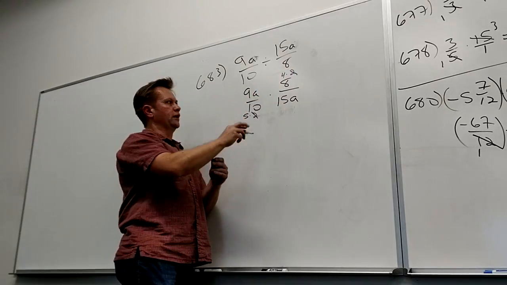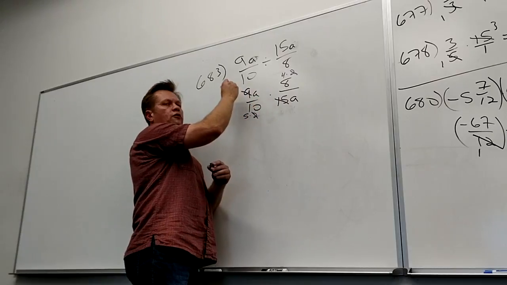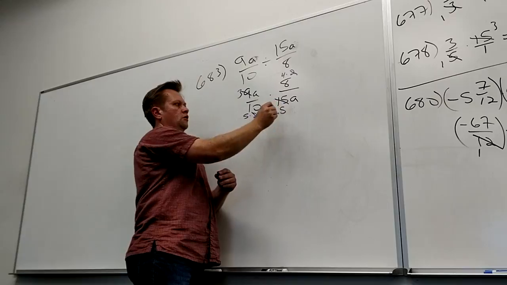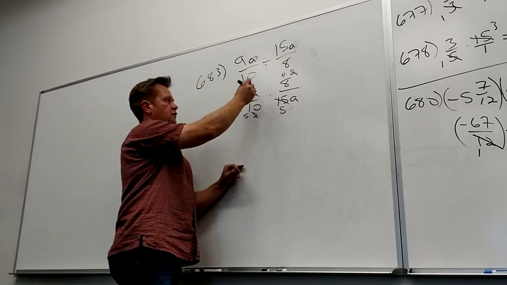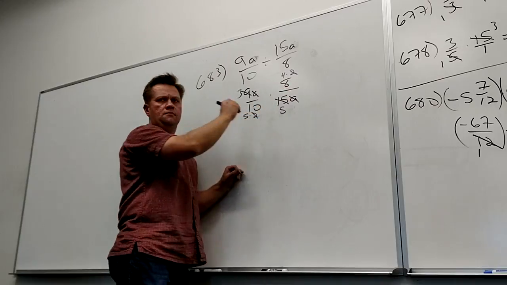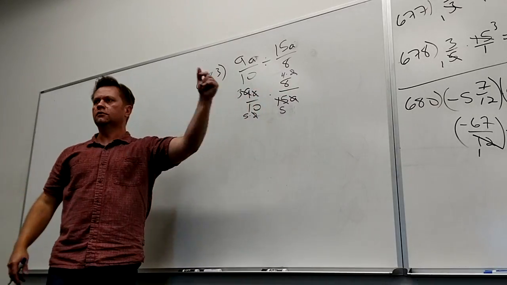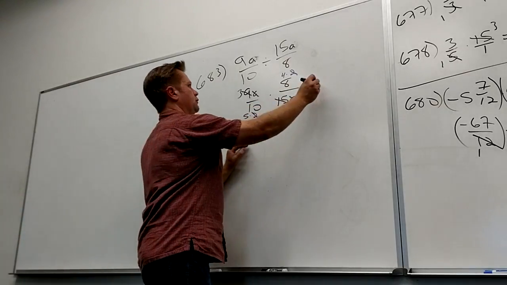So what else cancels? 9 and 15. They both have a 3 in them. What else is there? The A's, the same way. If it's the same on the top as it is on the bottom, as long as it's multiplication and division, they'll cancel, because those are opposite operations. So let's see what's left alive here.